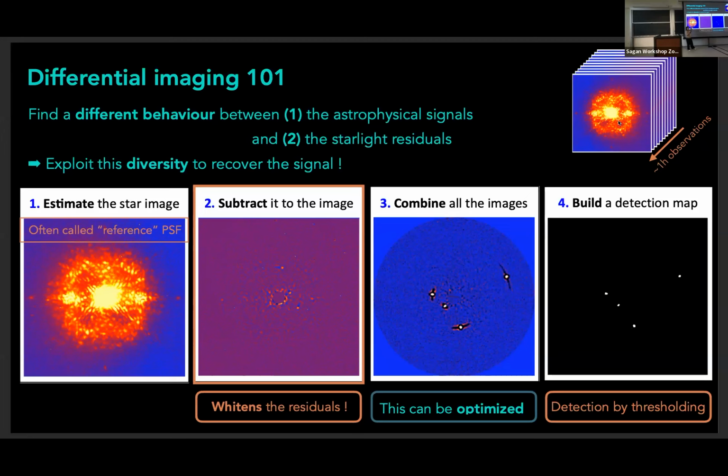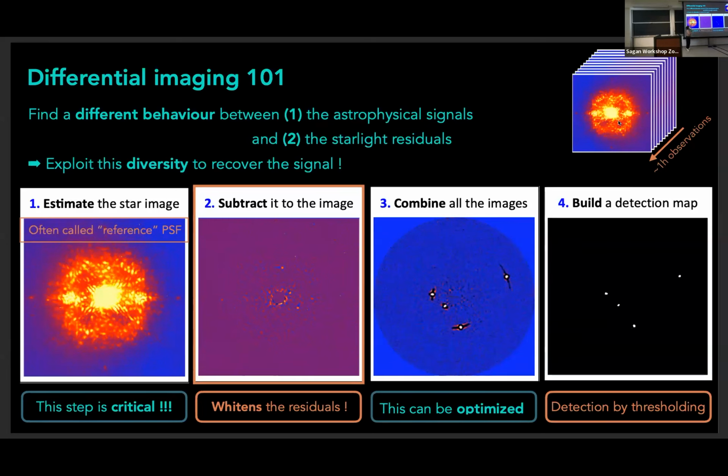They are correlated in time. So if they are correlated in time and you do this subtraction, then you whiten the residual, which just means, in simple words, you decorrelate them because they're correlated. And this step is absolutely critical, because if you do not estimate the reference PSF the right way, you will have more and more residuals here.